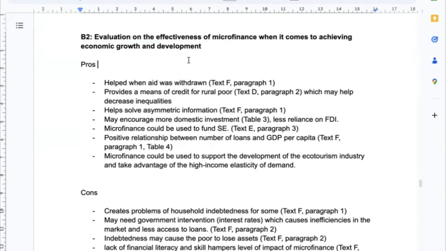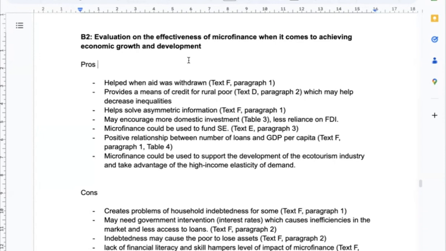Next body is about the evaluation on the effectiveness of microfinance when it comes to achieving economic growth and development. First, the pros of the microfinance is that it positively worked when the foreign aid was withdrawn. And as checked from the first pro, basically it provides a means of credit for rural poor people, and it can encourage more domestic investment, which can lead to less reliance on FDI.